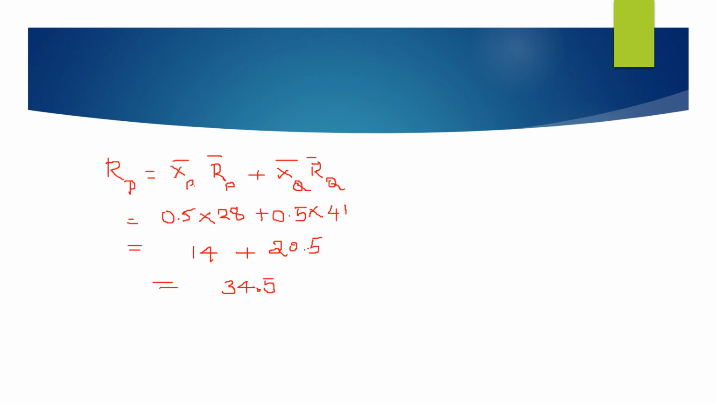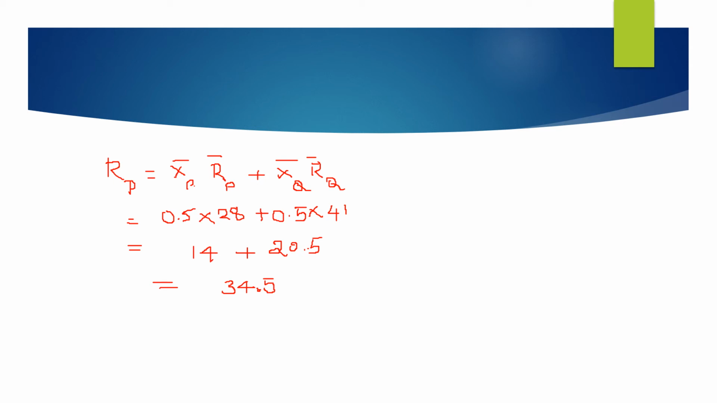So next, coming to the next part of the question, it is also asked to calculate the expected return and standard deviation of a portfolio in which 50% of the funds are invested in P and the balance in Q. So for that you have to take 50% of the funds invested in P and 50% in Q. That you have to keep in mind.